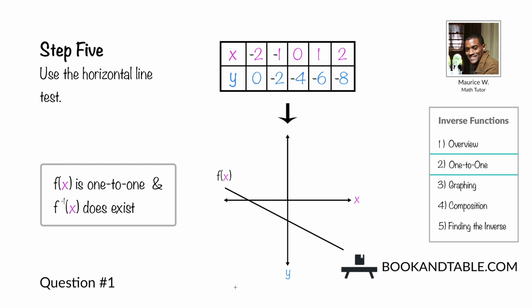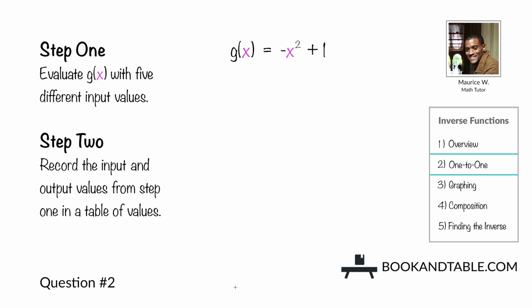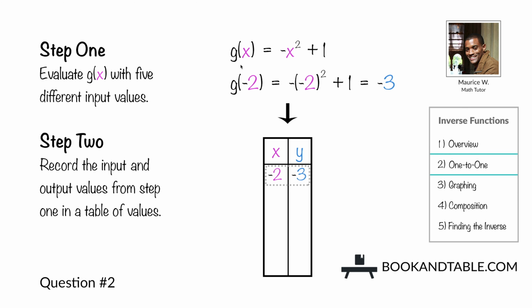Let's now have a look at question number 2. For question number 2, we were given g of x is equal to negative x squared plus 1. So step 1, evaluate g of x with 5 different input values. So g of negative 2 is equal, we have negative 2 squared, which would be 4. So negative 1 times 4 would give us negative 4. And negative 4 plus 1 would equal negative 3. So the input is negative 2 and the output is negative 3.